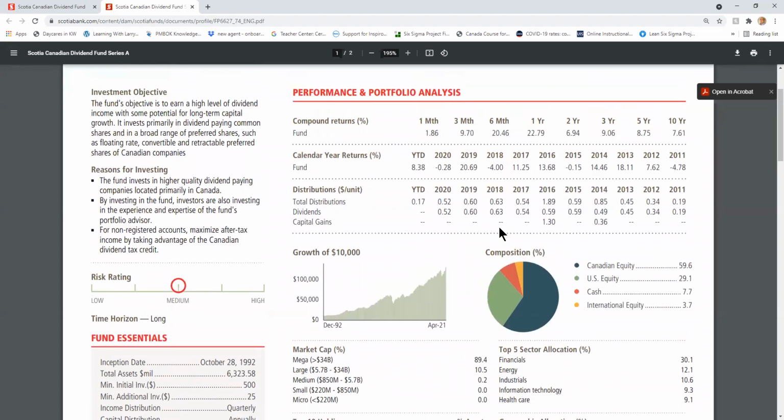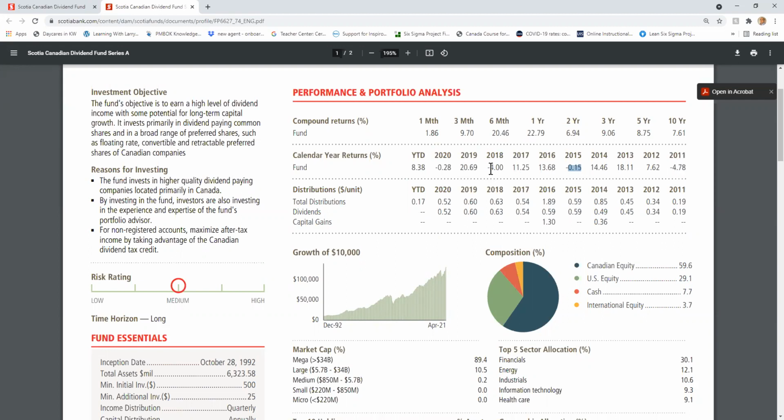So this has investments in Canadian company shares, 59% of it, and 29% is in US company shares. All right. And the performance, as you can see, 1 year 22%, 6.94, 9%, 8%. So overall, over the long term, it's doing pretty good, but still no guarantee. As you can see, 2008, it did go down 4%. 2015 hardly made anything. 2011 minus 4.78.